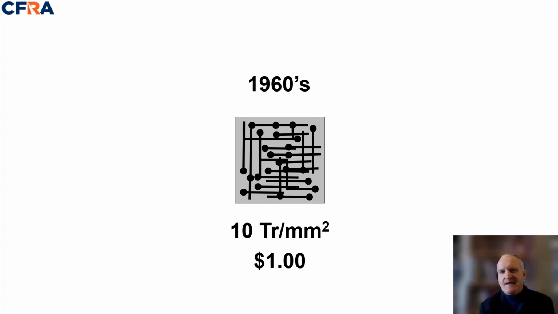By the end of the decade, there were chips with a couple thousand transistors, so the transistor density was probably in the 10 transistors per square millimeter or more category. Those chips were actually used for the first handheld calculators. Once they were able to get all the transistors onto a couple of chips, they were able to build handheld calculators with very little circuit board.